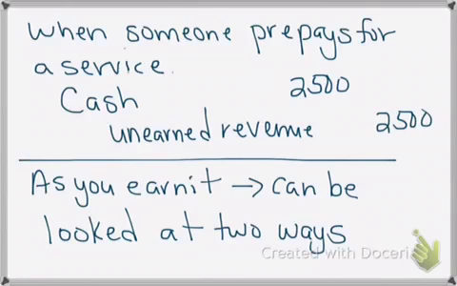Now, when somebody prepays for a service, the entry that we would make would be for cash, and let's just say it's $2,500, unearned revenue $2,500. So this is during the month somebody's prepaid for it. What we have to do is as we earn it, we will move it over into revenue. We normally look at it at the end of the month or the end of the period to see how much of it we have earned.